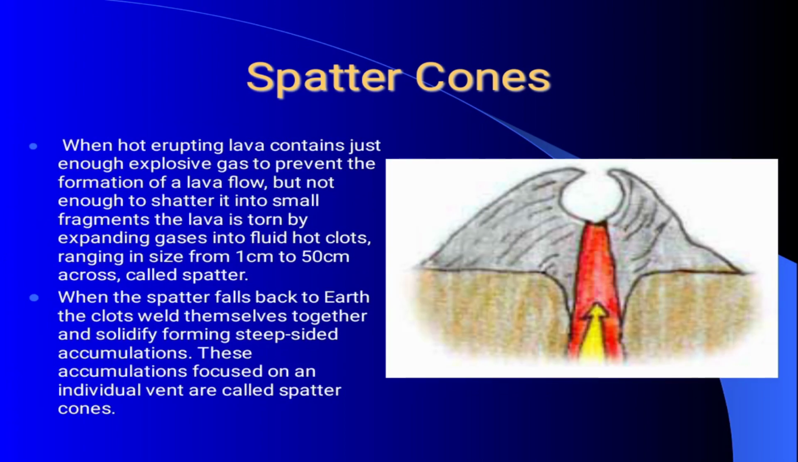Next one is the spatter cone. When hot erupting lava contains just enough explosive gas to prevent the formation of a lava flow, but not enough to shatter it into small fragments, the lava is torn by expanding gases into fluid hot clots ranging in size from 1 centimeter to 50 centimeters across, called spatter. When the spatter falls back to earth, the clots weld themselves together and solidify, forming steep-sided accumulations. These accumulations focused on an individual vent are called spatter cones.